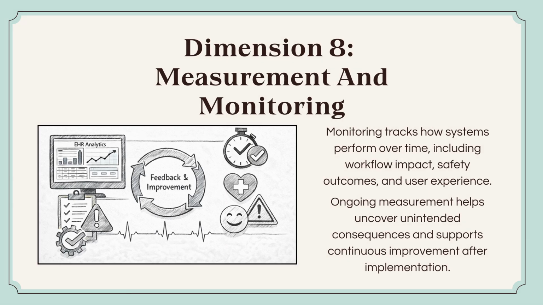And finally, Dimension 8 focuses on measurement and monitoring, including both intended and unintended consequences of technology use. This involves tracking how systems perform over time, how they affect workflow, safety, and outcomes, and whether new problems emerge after implementation. Without ongoing measurement and feedback, issues such as inefficiencies, workarounds, or safety risks can persist unnoticed. The socio-technical model emphasizes that monitoring is essential for learning, adaptation, and continuous improvement, helping organizations refine systems based on real-world use rather than initial assumptions.